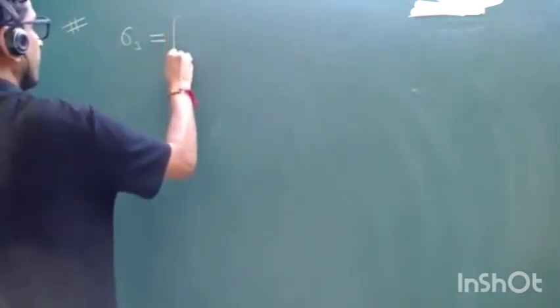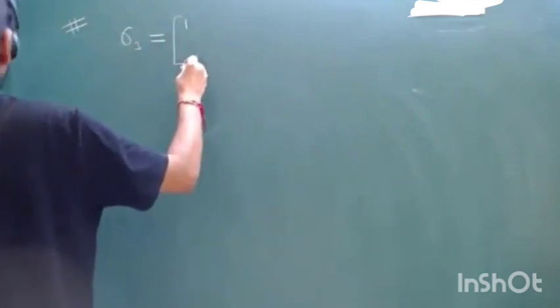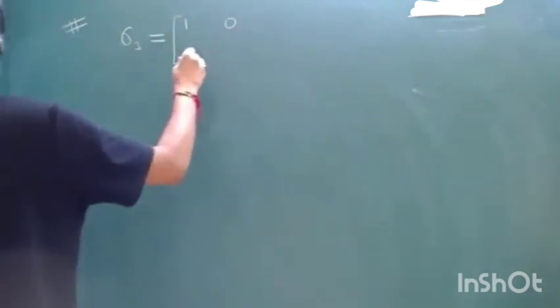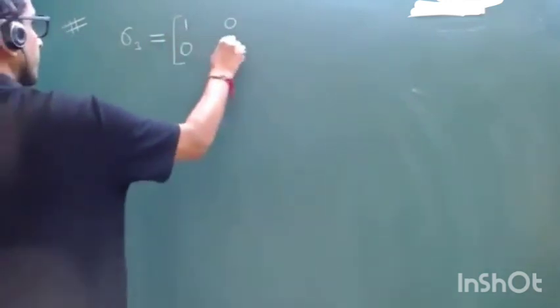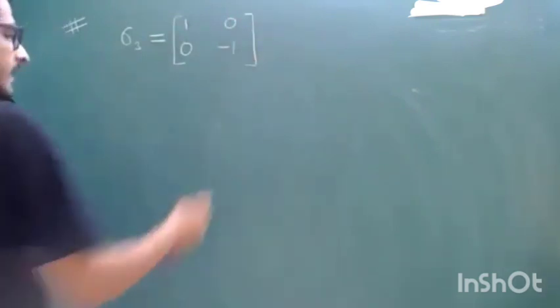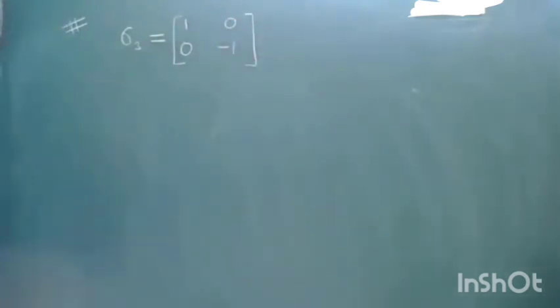I will take a matrix, suppose a sigma 3 matrix, which is equal to 1, 0 and 0 minus 1. Okay, suppose this is the matrix 1 0 and 0 minus 1.